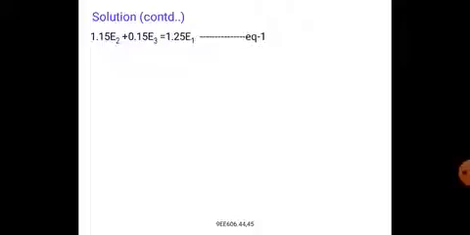So E2 plus 0.15 E2 is equal to 1.25 E1 minus 0.15 E3, that is 1.15 E2 plus 0.15 E3 is equal to 1.25 E1. This is equation 1.